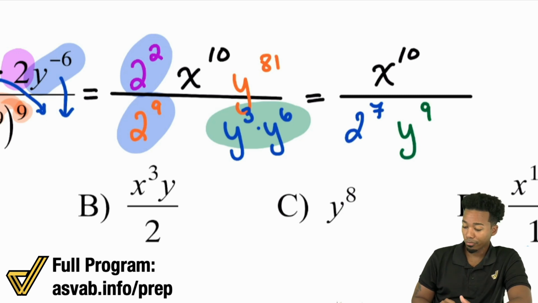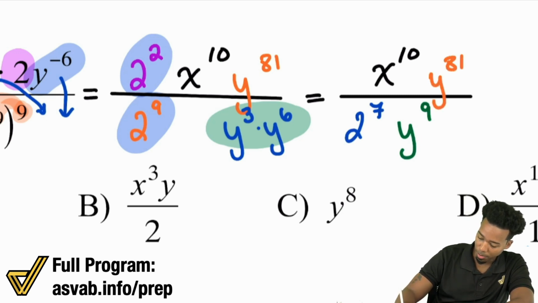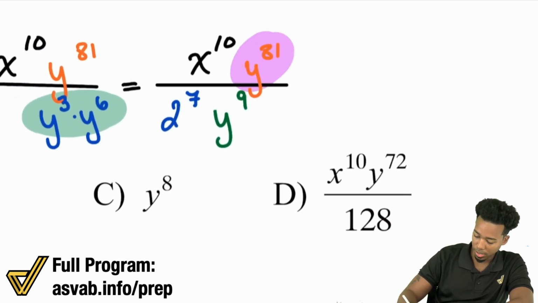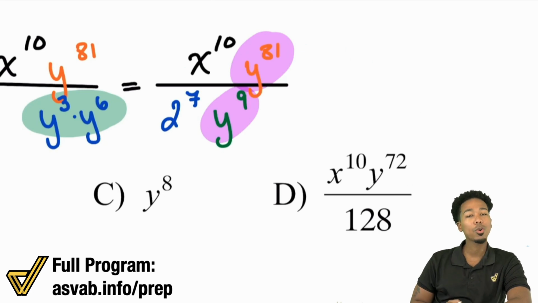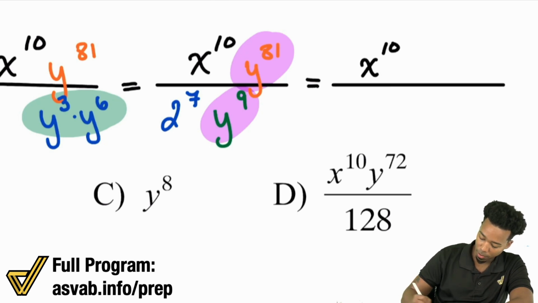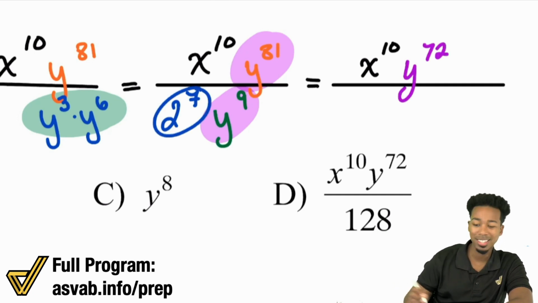Next up, well, we forgot to rewrite the y to the power of 81, but that's no problem, because now what we'll notice is once we're here, look at this. We'll now apply the quotient law of exponents, saying 81 minus 9, and that will give us 72 in the numerator. So we still have x to the power of 10, y to the power of 72 in the numerator, and then we still have 2 to the power of 7 in the denominator.